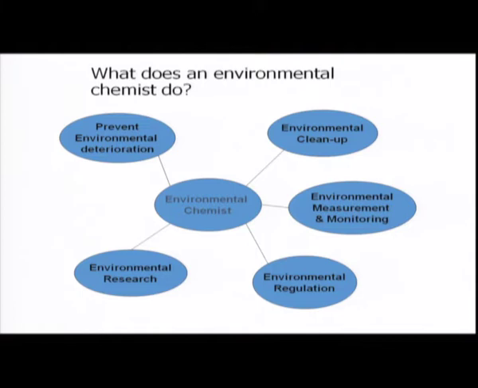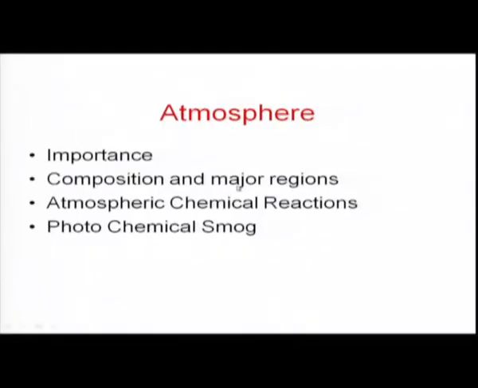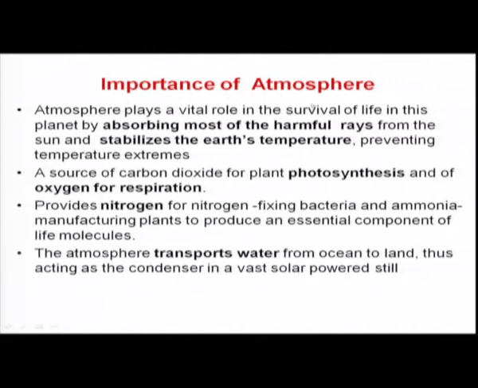We will start with atmospheric chemistry first, that is air pollution. Now we are going to discuss atmospheric chemistry taking place in the atmosphere. And today I am planning to cover the importance of the atmosphere, the composition and major regions of the atmosphere, and atmospheric chemical reactions taking place in the atmosphere, and ultimately one of the important air pollution episodes, namely photochemical smog, that we will discuss today.